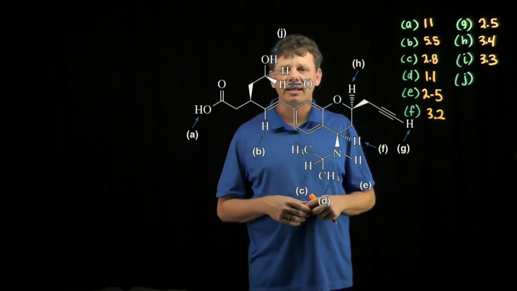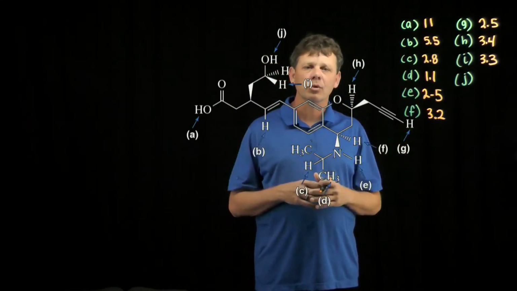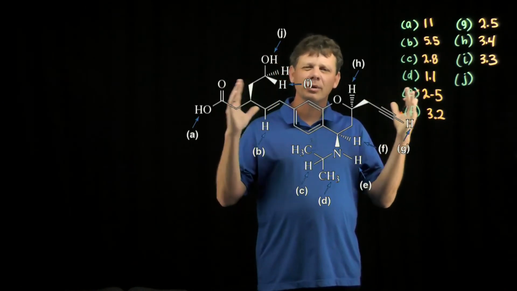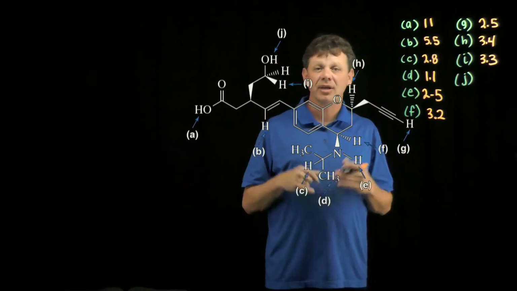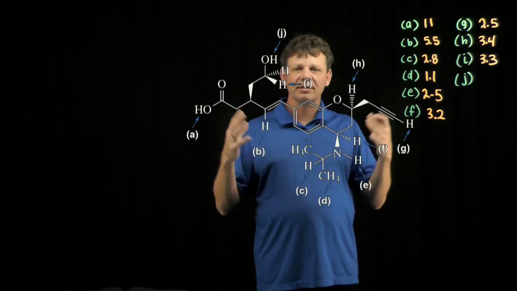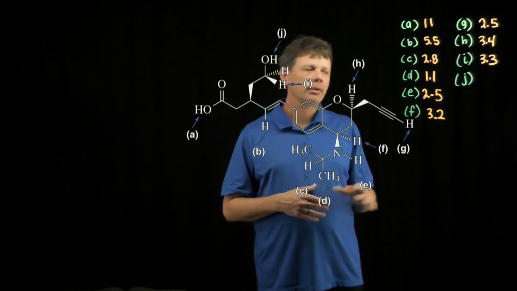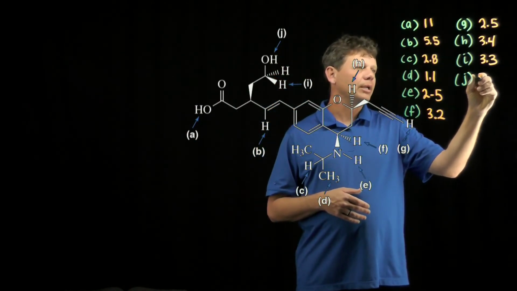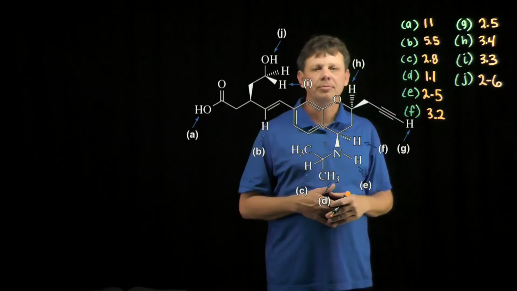This is another one of those that can hydrogen bond. And so that's going to give you a range of probably 2 to 6. The range is a little bit bigger for oxygen because oxygen, being more electronegative, is even better at hydrogen bonding. So we'll say that it's between 2 and 6 parts per million.